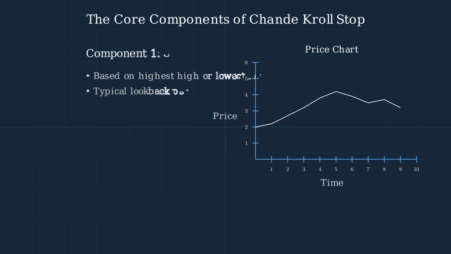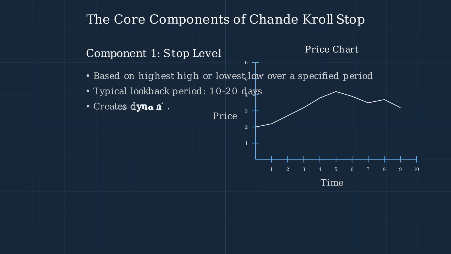The stop level is calculated using either the highest high or lowest low over a specified period, typically ranging from 10 to 20 days. For a bullish trend, the stop level uses the highest high value and creates a dynamic resistance level that adjusts as new higher highs are formed.